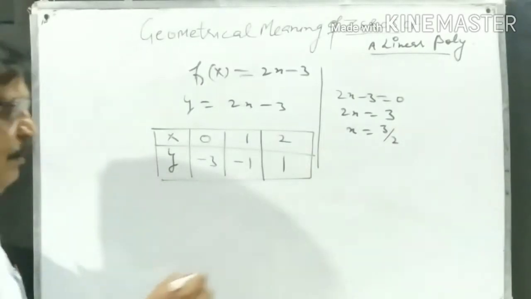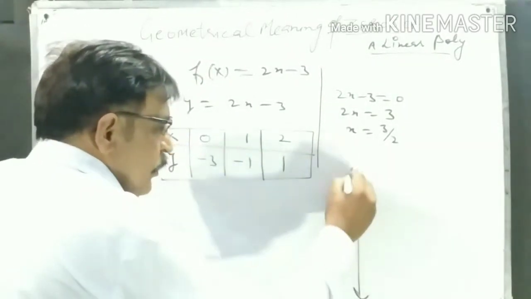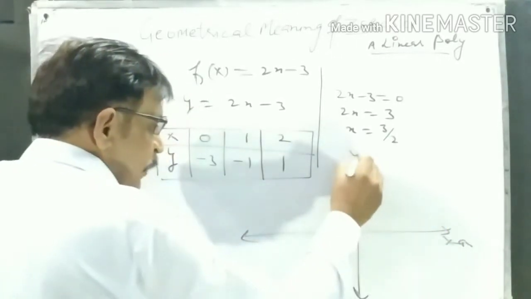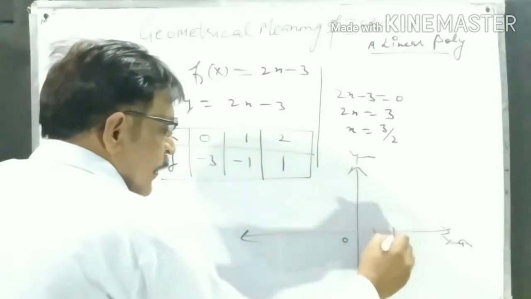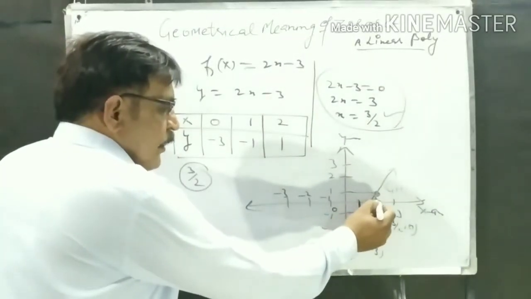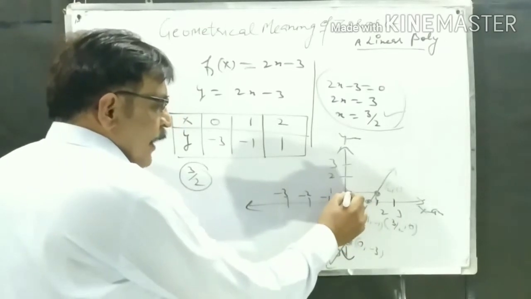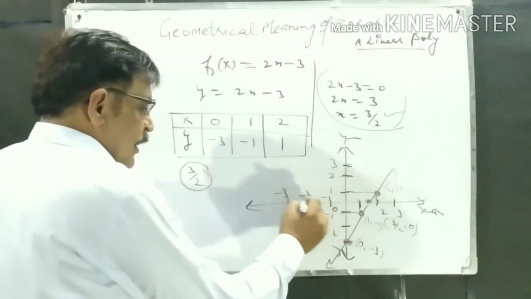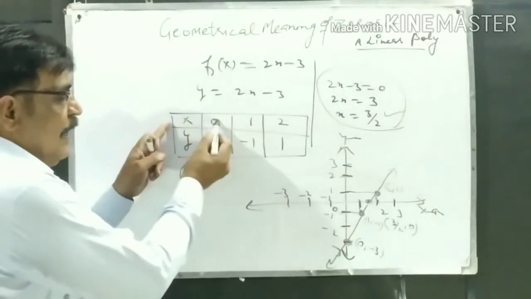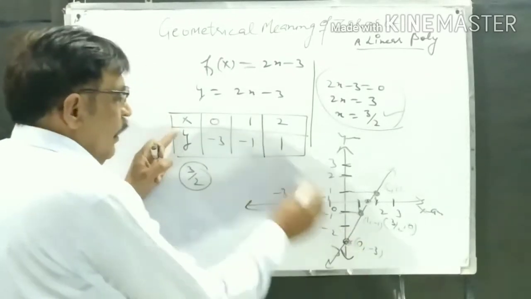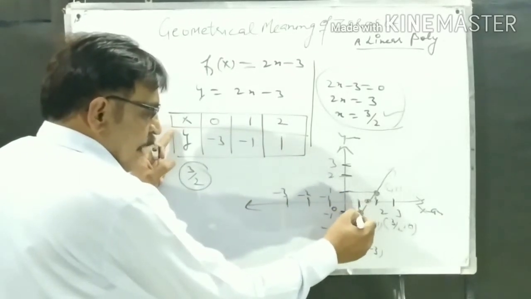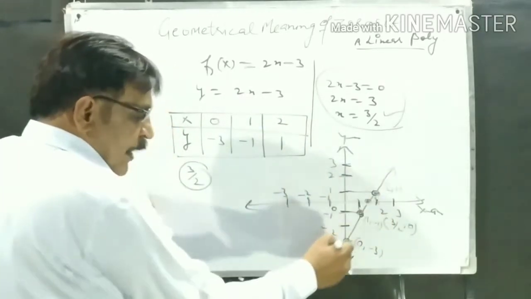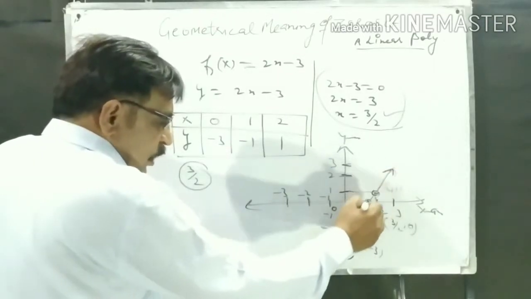These values you can plot. See, this is your y-axis, this is the horizontal x-axis, name it x-axis, y-axis, Cartesian plane, 1, 2, 3, 1, 2, 3. Take equivalent intervals on the y-axis also, 1, 2, 3, minus 1, minus 2, minus 3, minus 1, minus 2, minus 3. Let us plot this point, (0, minus 3), this is the point, (1, minus 1), and (2, 1). If we join these points with a smooth hand, we get a straight line like this.